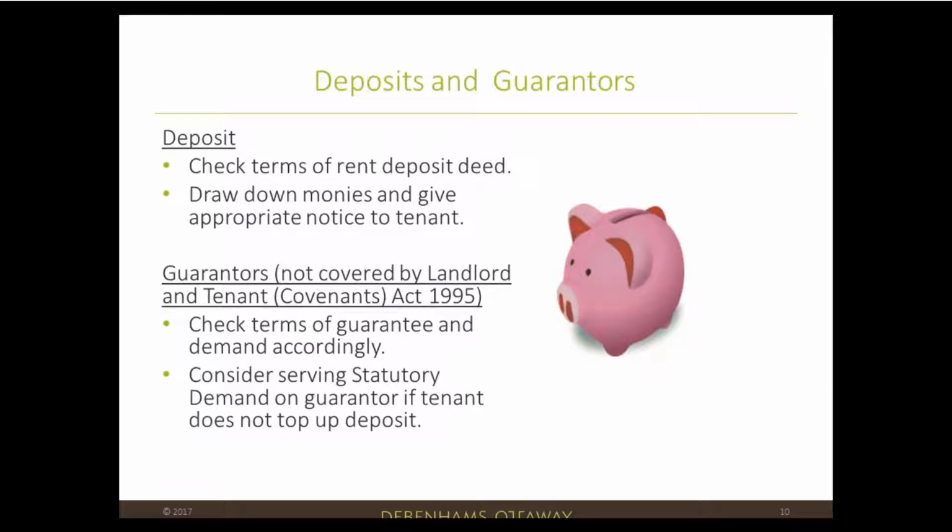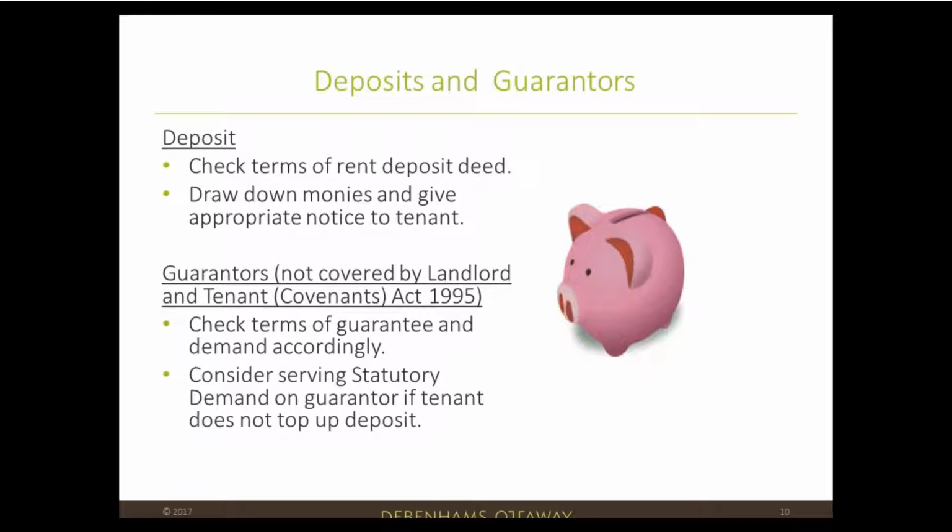I would also consider serving a statutory demand on the guarantor if you've drawn down money from a deposit, you've then given the tenant notice that you've drawn down the money and that they're required to top it up, and the tenant then doesn't do so. I also think that's a bit of a nifty way to get around the security issue on the statutory demand, because if you draw down from the rent deposit deed, you then demand that the tenant tops up the deposit, which they don't do, you then don't have any security, and then you can serve a statutory demand on the guarantor, assuming that you've otherwise complied with the terms of the guarantee, and require them to pay the money, otherwise you will bankrupt them or wind them up.